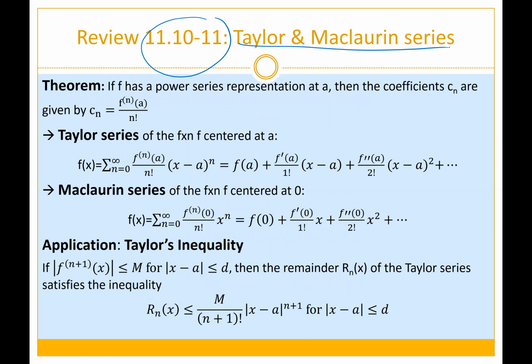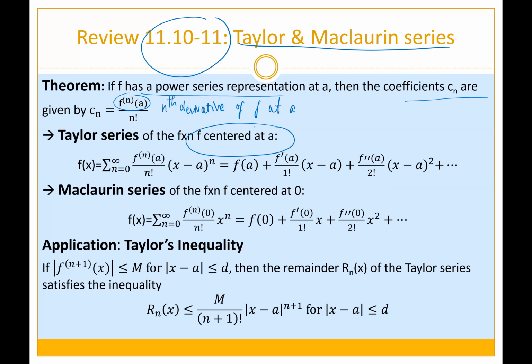The theory is not much, but for this section it's a lot of intensive practice. Now we have a theorem saying if you have a power series representation at a, then the coefficient Cn is given by the nth derivative of f at a over n factorial. So you find the nth derivative of f and then plug a in, over n factorial.